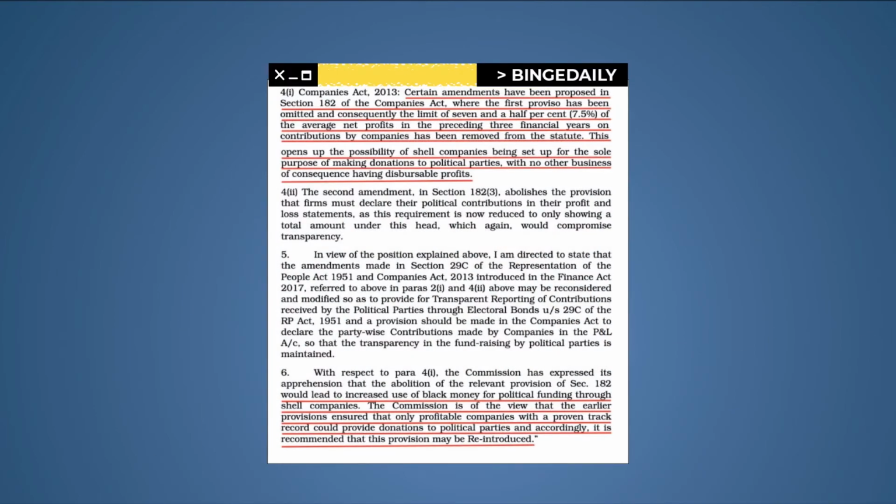Additionally, in 2017, the government removed the cap on donations made by corporations. Originally, corporates could donate up to only 7.5% of their net profits. However, now with this cap removed, firms could potentially donate up to all their profits to a political party. This encourages the setting up of shell companies, which are companies that basically exist on paper for the purpose of donating to political parties. This could be used to circulate more black money into the banking system.